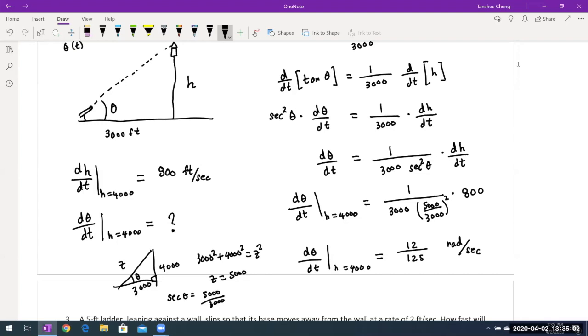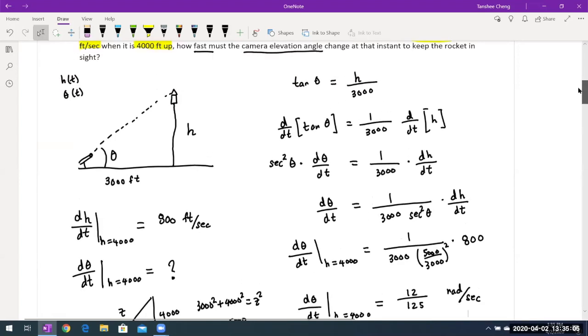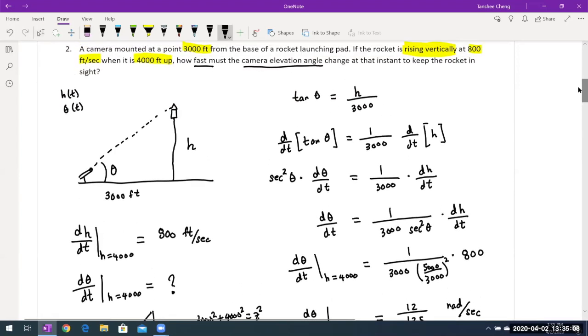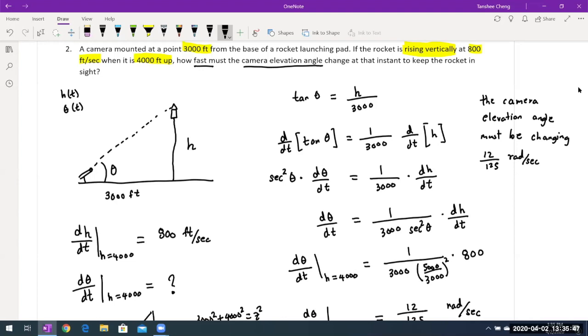So finally, I can make my interpretation on this. We will say that the camera elevation angle must be changing 12 over 125, or you can put it into a decimal number, radians per second.